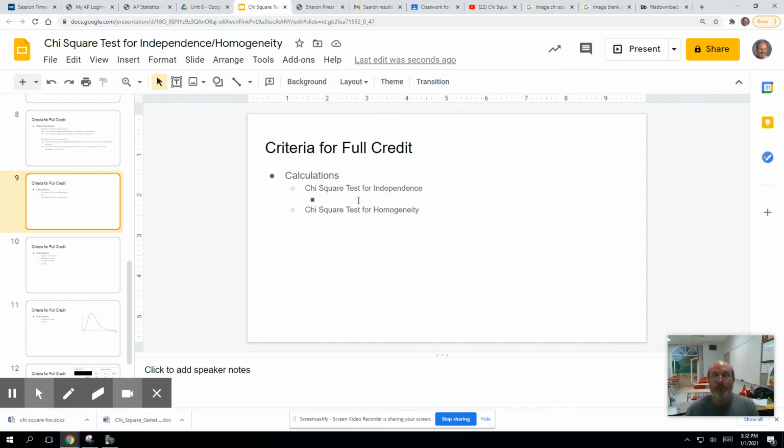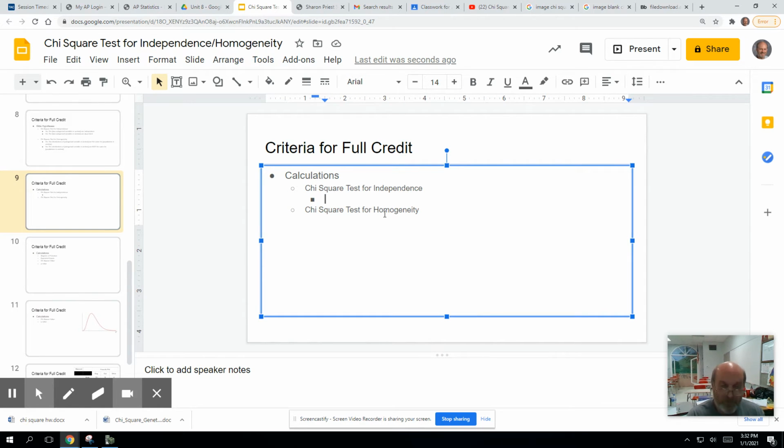Let's talk about the calculations. For the chi-square test for independence, we are going to calculate degrees of freedom. I'll show you how to do this in a few minutes on the next 2 slides. Then we're going to calculate the chi-square test statistic. That's the chi-square value for our sample, or samples in the next one. Then we're going to calculate the p-value. Like before, our calculator is going to do that for us. You're going to have access to the calculator on all parts of the test.